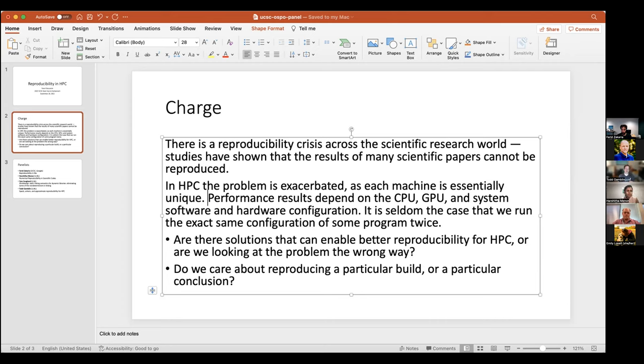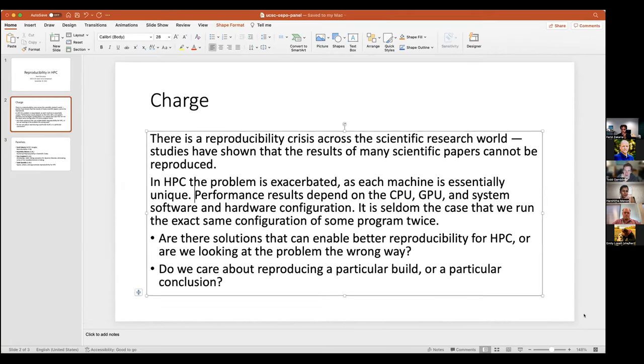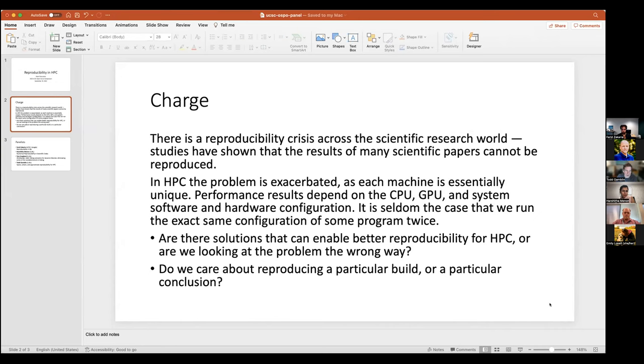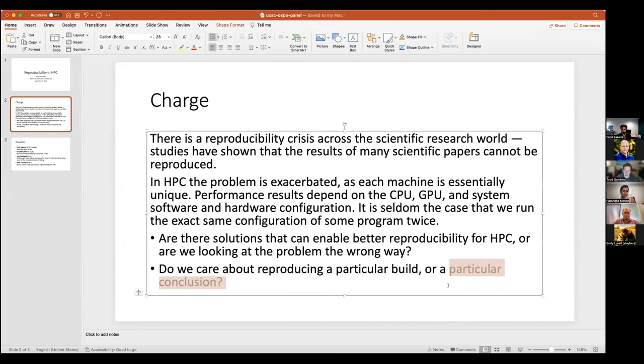And so the question for this panel is, are we looking at the problem in the wrong way? Do we really care about reproducing a particular build or a particular experiment, or really the conclusion from the paper? Is the conclusion valid, and is that really the lesson that we take away from things? I can say from experience with some of the SC reproducibility reviews that I've seen that the reproducibility reviewers do seem to be reviewing for whether the conclusions are reproducible from what you give them, not whether the results are exactly what they saw in the paper.